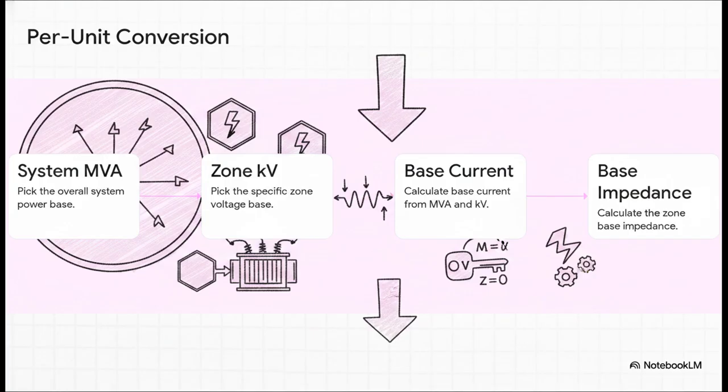In step 3, you calculate your base current. For single phase, it's just power divided by voltage. But for the three-phase grids we actually operate, you take your system power and divide it by the square root of 3 times your line voltage. And finally, in step 4, you calculate your base impedance. It's a highly logical, cascading sequence.